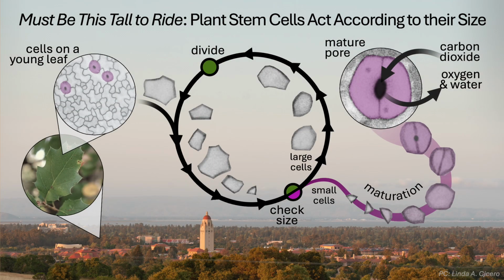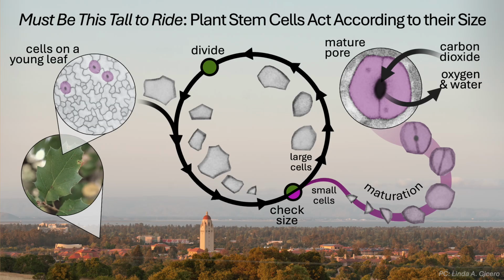where on each pass, a cell starts by checking its size. And if it's a big cell, it keeps riding that cycle, divides, gets smaller, tries again. But if it's really, really small, it exits the cycle and turns into a pore. So that was the idea, but in science, ideas are the easy part. What's hard is testing them.